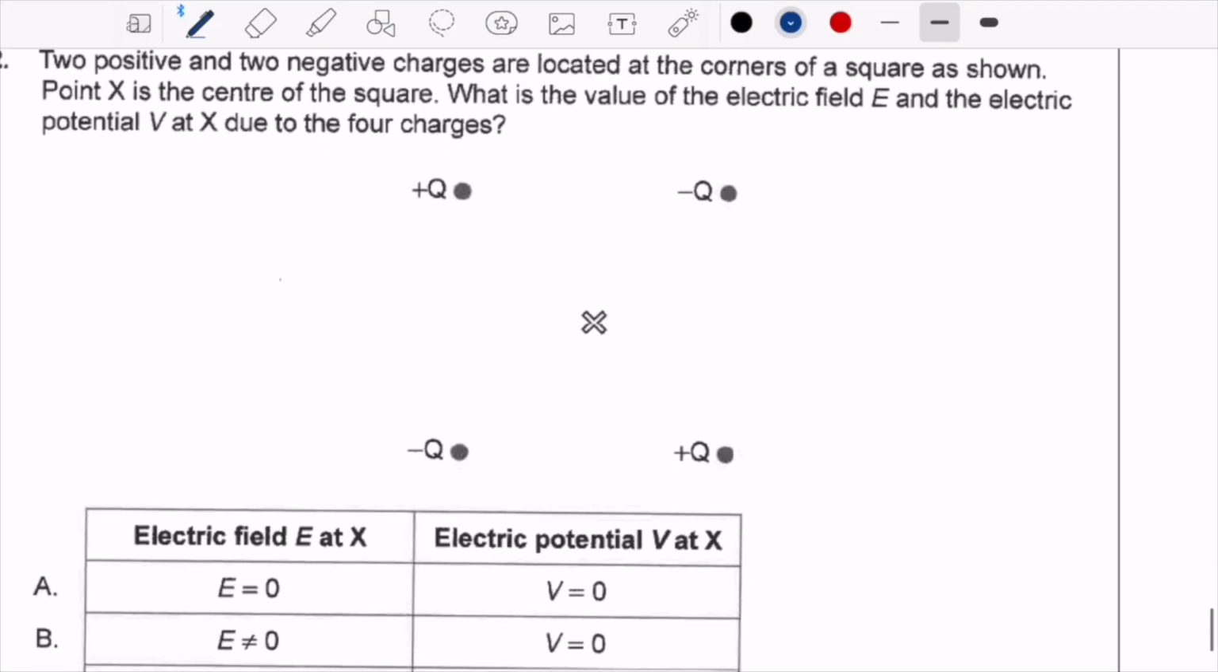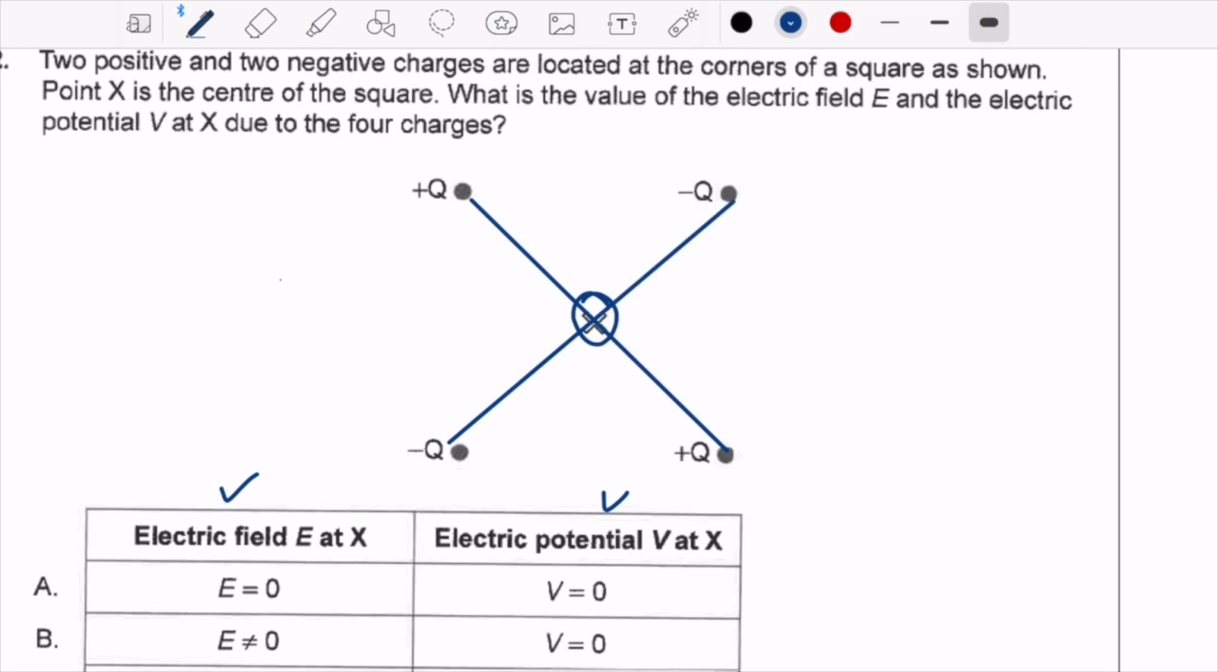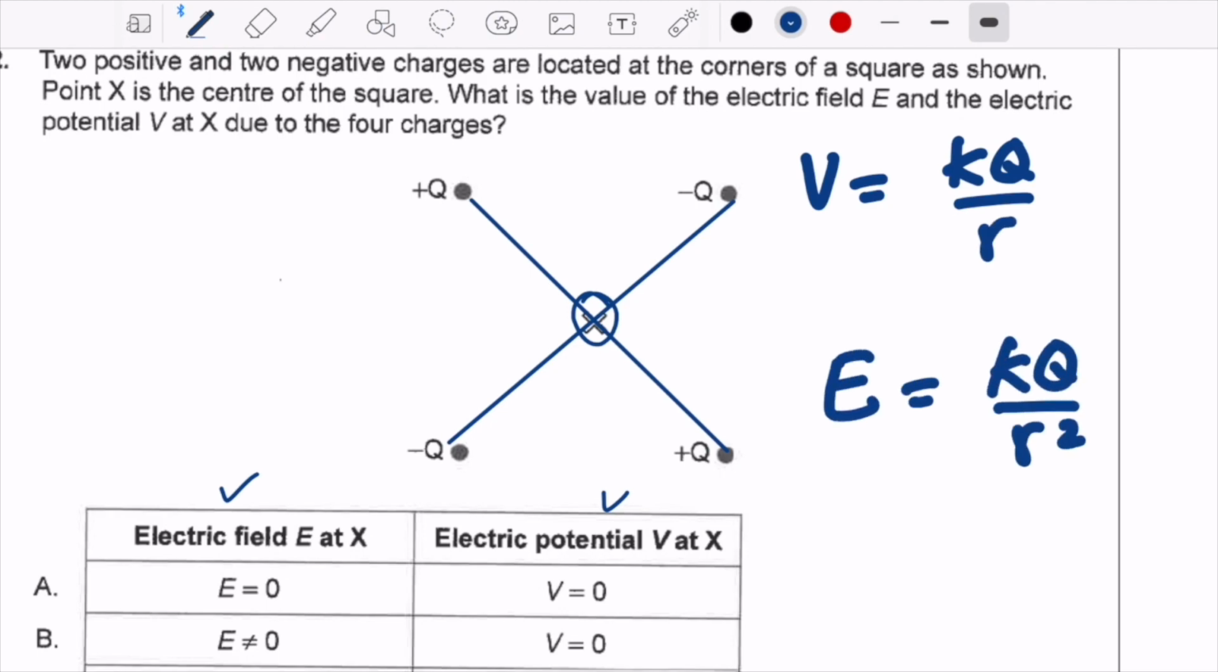I will not read the question. You guys have read the question. It's about electric field strength and electric potential at this midpoint, which is equidistant from all these 4 points, right? So the point is, we write electric potential equation as kQ over r, and electric field strength is kQ over r squared. The most important thing to understand is electric field strength is a vector and electric potential is a scalar. That's it.